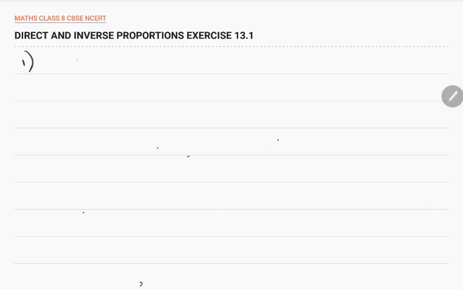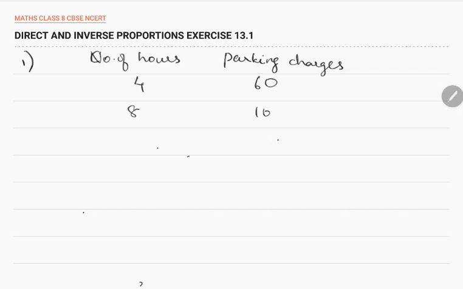So here we have the number of hours and here we have the parking charges. Now this 4 hours 60, 8 hours rupees 100, 12 hours 140, 24 hours rupees 180. So what we should do is, for 4 hours it is rupees 60.